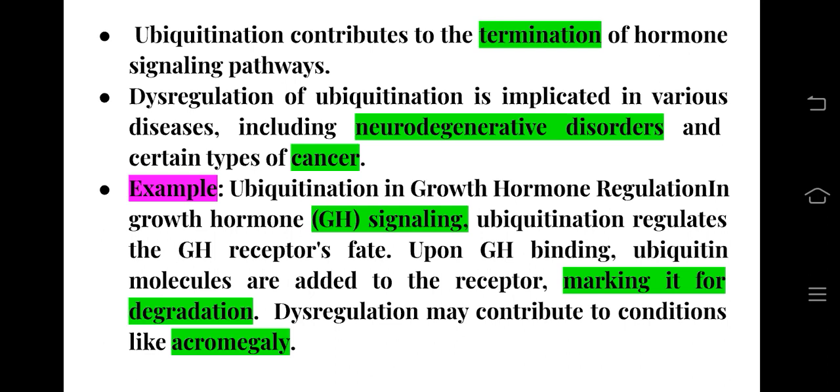Now another example, ubiquitination and growth hormone regulation. In growth hormone signaling, ubiquitination regulates the GH hormone's fate. Upon GH binding, ubiquitin molecules are added to the receptor, marking it for degradation. So dysregulation may contribute to conditions like acromegaly. Gigantism, I guess.